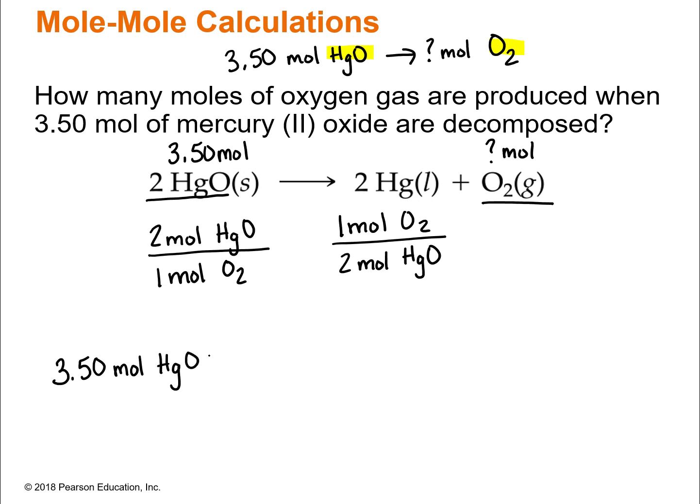Just like in Chapter 8, you have to write out your units. So just writing 3.50 moles isn't enough. Moles of what? Mercury 2 oxide. Now we need to put in one of our mole ratios. We're trying to figure out how many moles of oxygen gas we'll make. Which one of these unit factors, if we multiply through, would give us the units that we actually need, which is moles of oxygen gas? A or B?